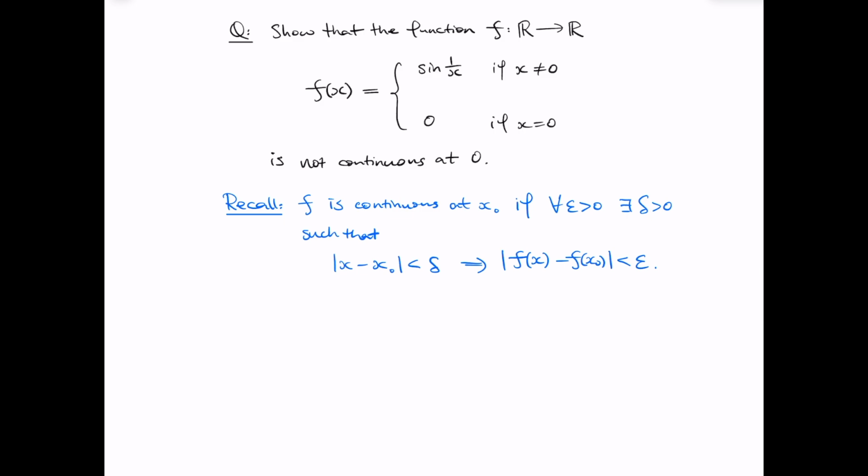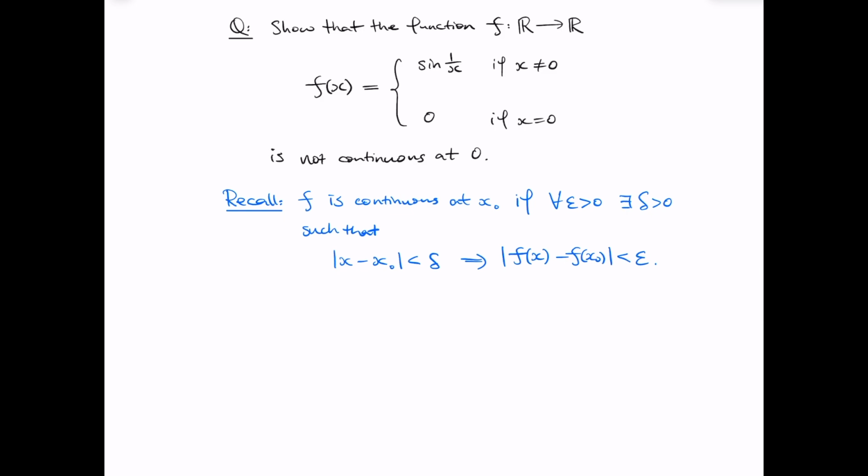So this means to show that a function is not continuous at a point, we have to find an epsilon for which there is no delta that satisfies this. In this question, the point x0 is 0, and I'm going to claim that for the value of epsilon equal to 1/2, no delta exists which satisfies this condition, and therefore f is not continuous at 0.